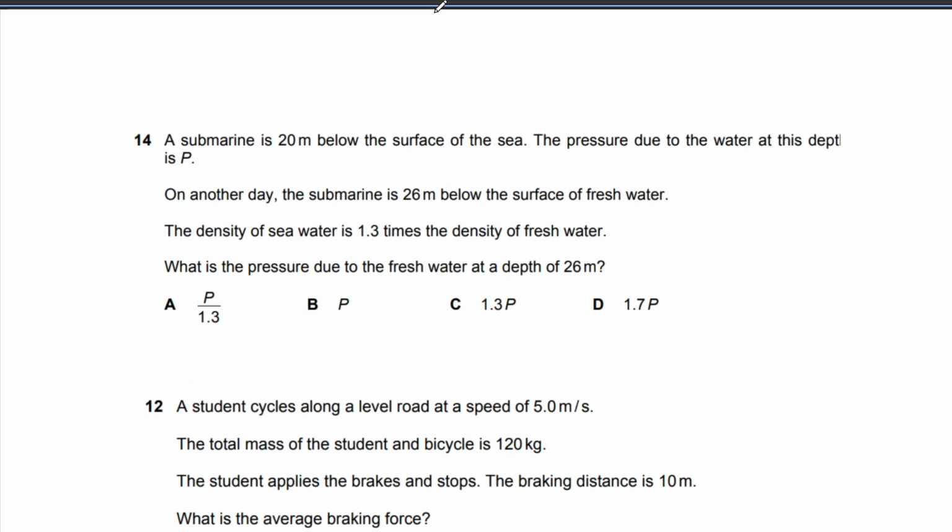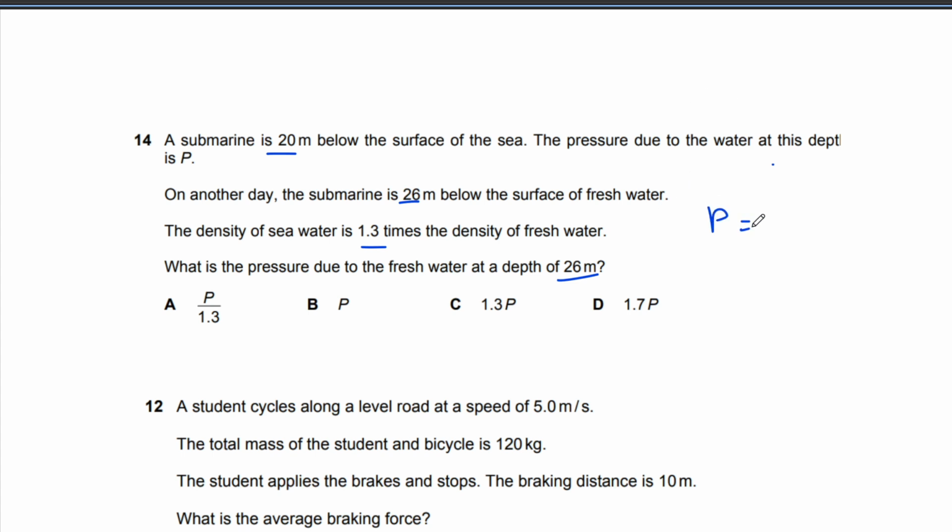A submarine is 20 meters below the surface of the sea. The pressure due to the water at this depth is P. On another day, the submarine is 26 meters below the surface of fresh water. The density of seawater is 1.3 times the density of fresh water. What is the pressure due to the fresh water at the depth of 26 meters?